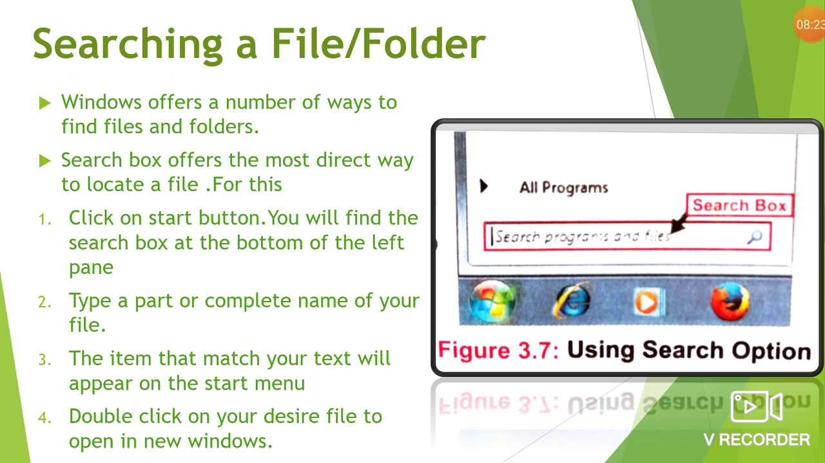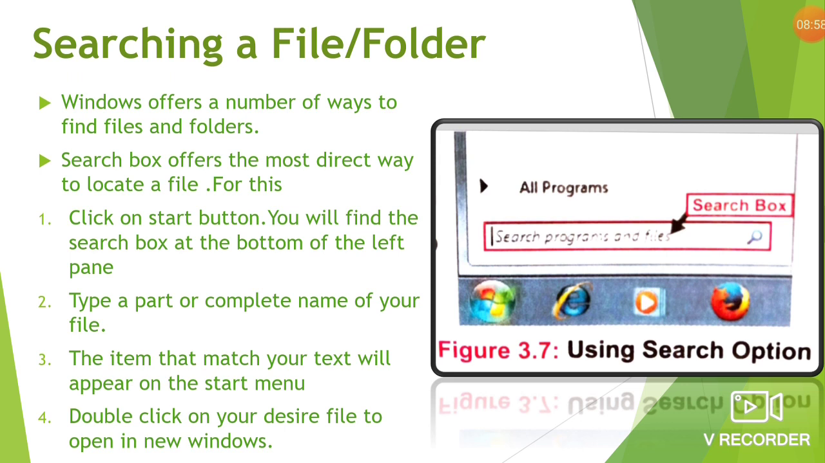In previous classes also you studied this: see the figure, when you click on the Start button, above this button a search box will appear in front of you. Type a part of your file name or the complete name, then the items that match your search will appear on the Start menu. Then double click on your desired file to open it in a new window, which means your file will open in the new window.